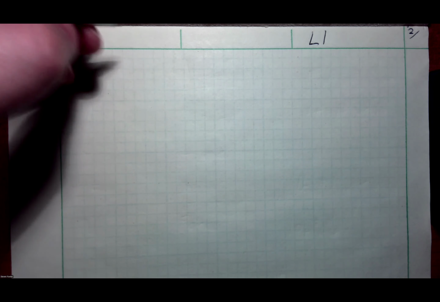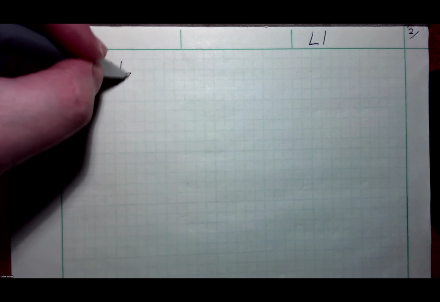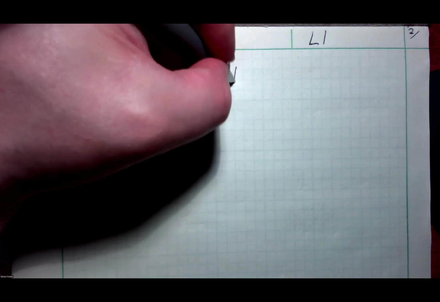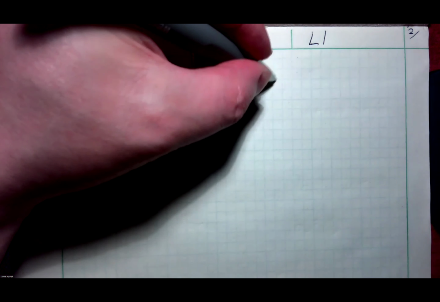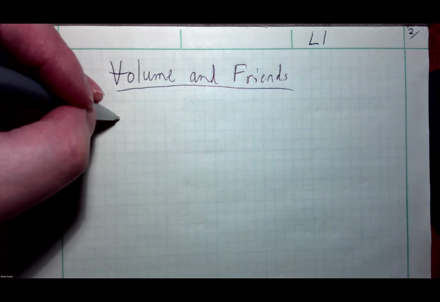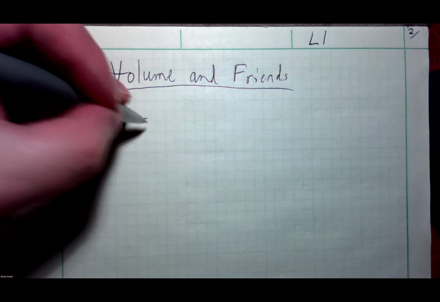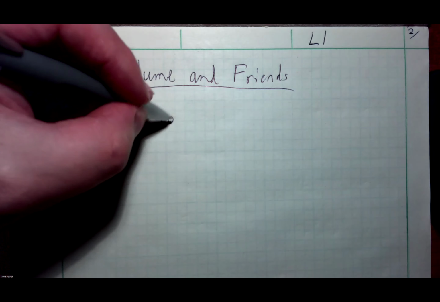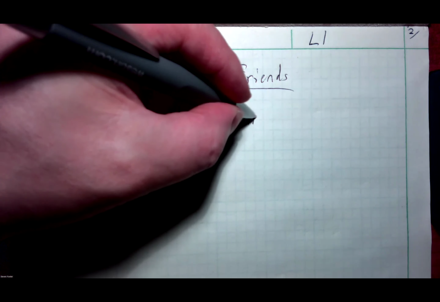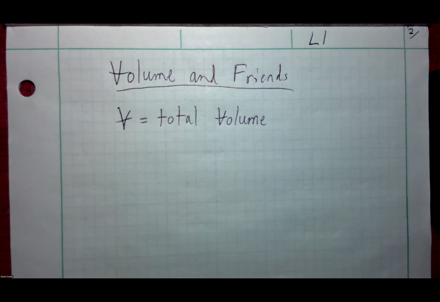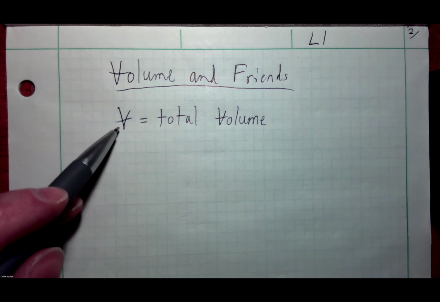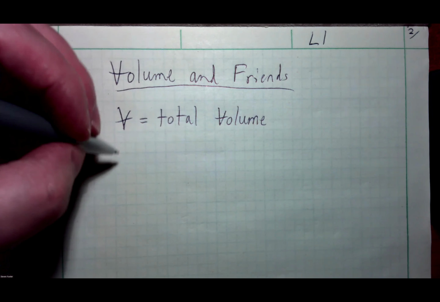What were we talking about? We're talking about volume and friends. Volume and friends. Okay. Capital V with a cross through it. This is total volume. This is how I'll draw V when I'm referring to volume.